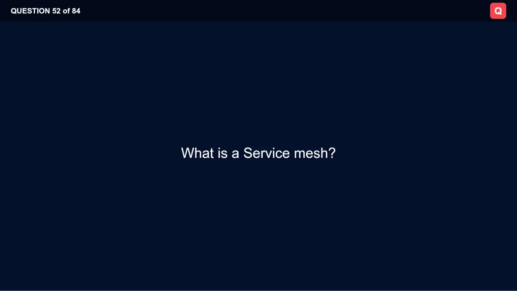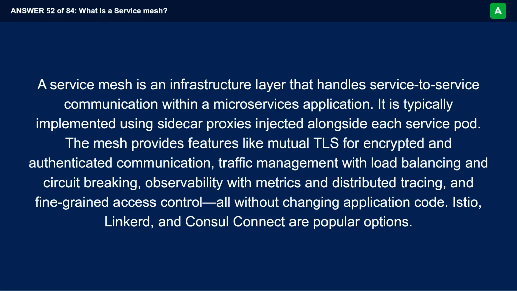What is a service mesh? A service mesh is an infrastructure layer that handles service-to-service communication within a microservices application. It is typically implemented using sidecar proxies injected alongside each service pod. The mesh provides features like mutual TLS for encrypted and authenticated communication, traffic management with load balancing and circuit breaking, observability with metrics and distributed tracing, and fine-grained access control, all without changing application code. Istio, Linkerd, and Consul Connect are popular options.